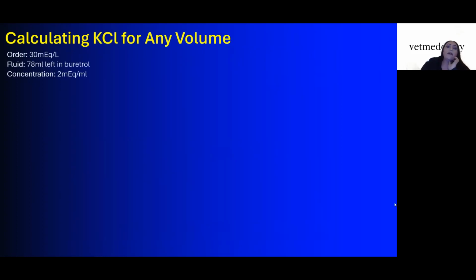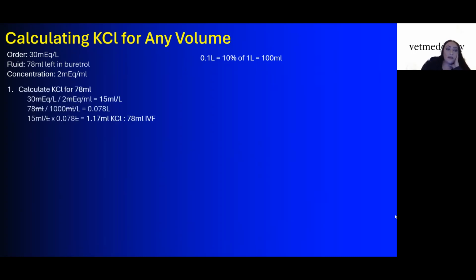We're going to work on calculating KCL for any volume now. So the order of KCL is 30 MEQs per liter. We're using a Buretrol, and there's 78 mils left in it of plain fluid. And our concentration of KCL is 2 MEQs per mil. We need to know that 0.1 liters equals 10% of 1 liter and 100 mils.